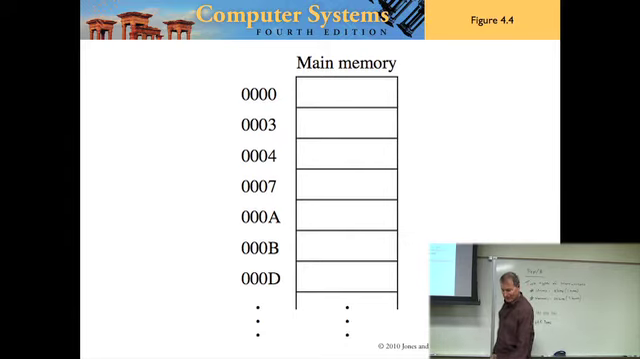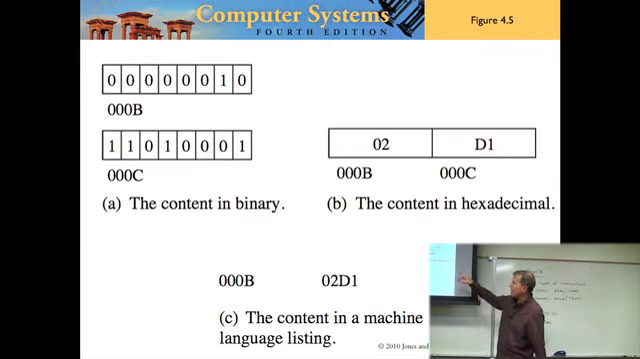Is everybody clear? Now, in figure 4.5, what we have is an example of each cell having a certain content. In part A of the figure, the content in binary is shown for cell 000B, and also for cell 000C. There are just some random binary values in there. Are you with me? Now in part B of the figure, instead of drawing it in binary, what do we use hex for? Abbreviation. So we abbreviate that binary bit pattern as so.